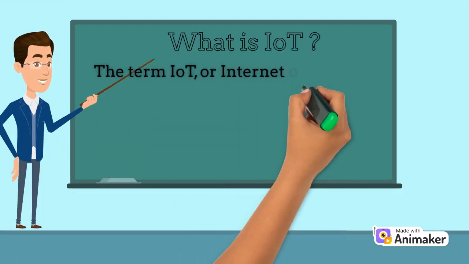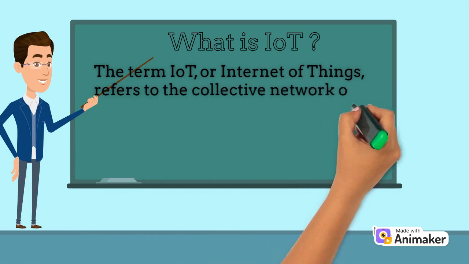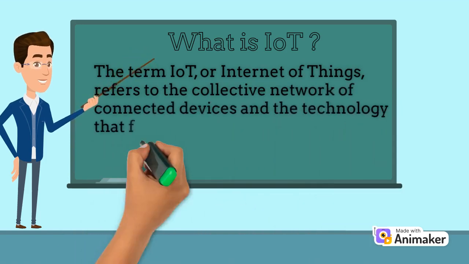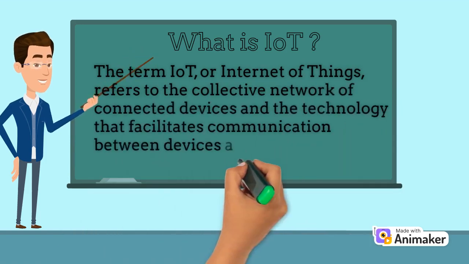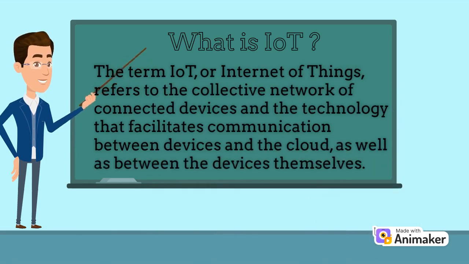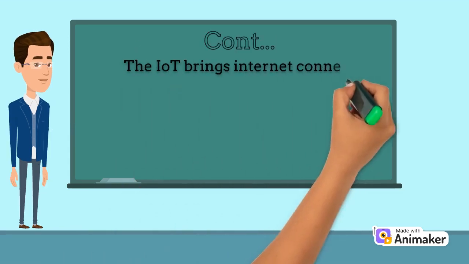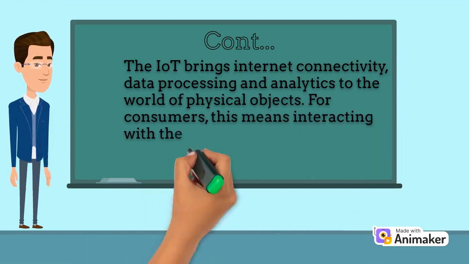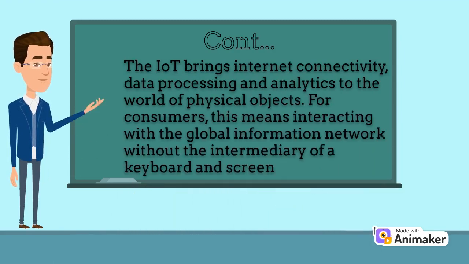What is IoT? The term IoT, or Internet of Things, refers to the collective network of connected devices and the technology that facilitates communication between devices and the cloud, as well as between the devices themselves. The IoT brings Internet connectivity, data processing and analytics to the world of physical objects. For consumers, this means interacting with the global information network without the intermediary of a keyboard and screen.